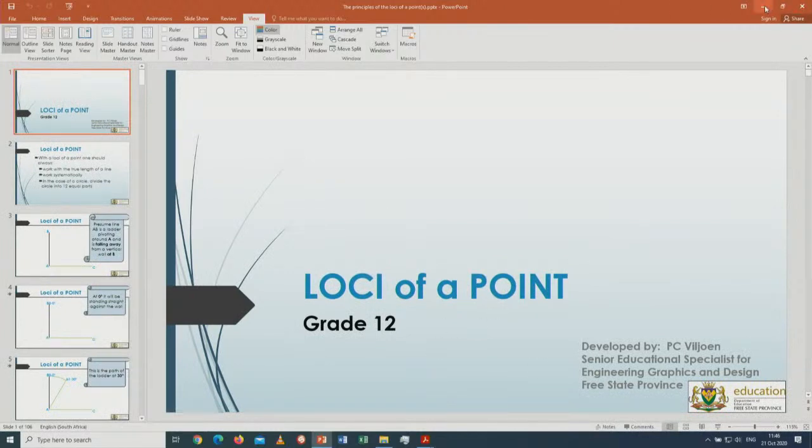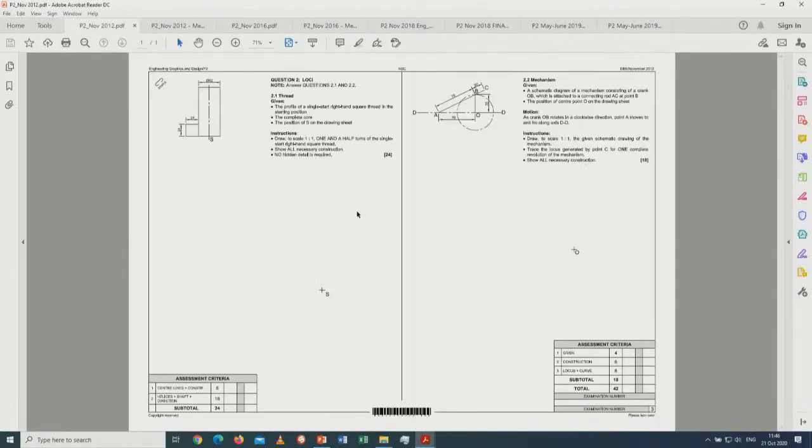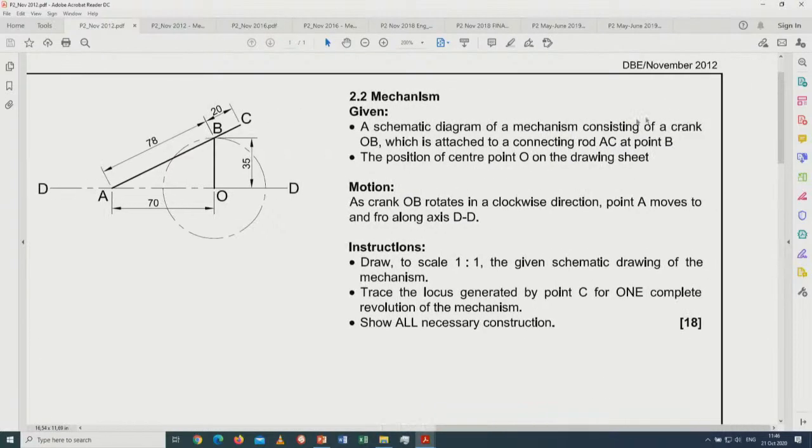What I'd like to explain to you in terms of the exam papers, like I said to you, it's often been asked, and it's often been asked in a combination of questions, like this one over here. This was asked with a square thread. This was asked in 2012. All right, so this is again given. Given the schematic diagram that you see over here with a mechanism consisting of a crank. Now there's the crank, and you see the examiner is giving this as a centerline circle, not a solid circle.